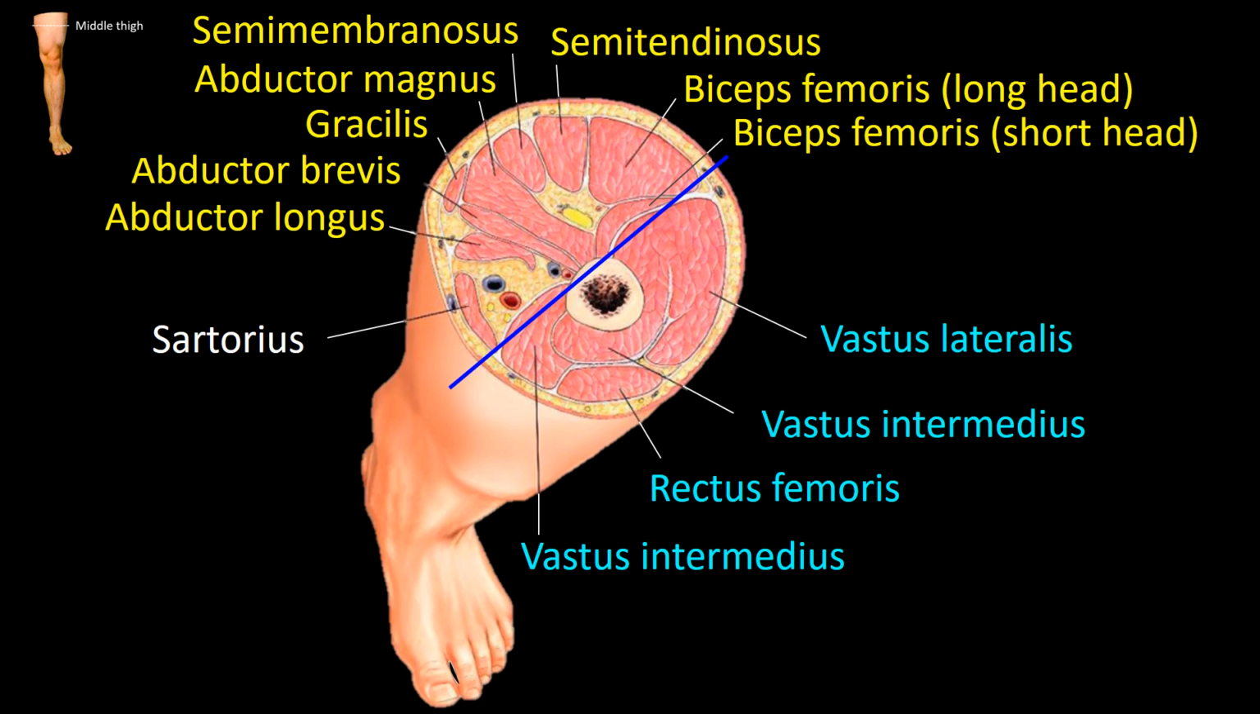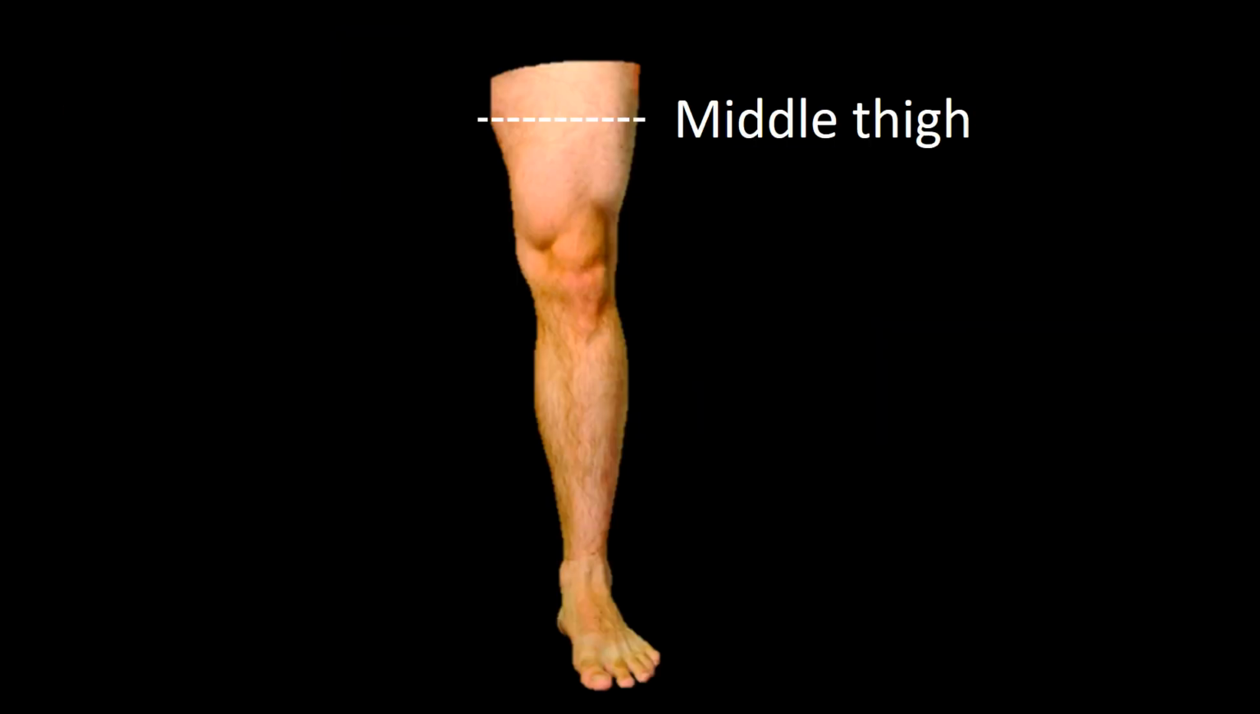They are considered posterior compartment muscles. The only muscle behind the blue line, not in yellow, is the sartorius. This is so because, like the pectineus at the higher level, despite being anatomically located in the posterior compartment, the sartorius is considered an anterior compartment muscle because of being innervated by the femoral nerve.